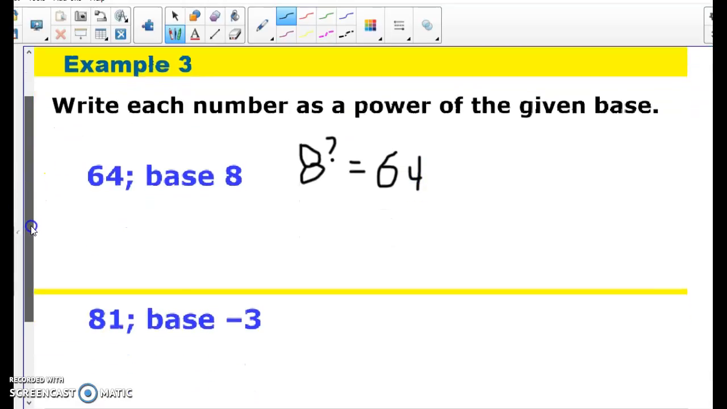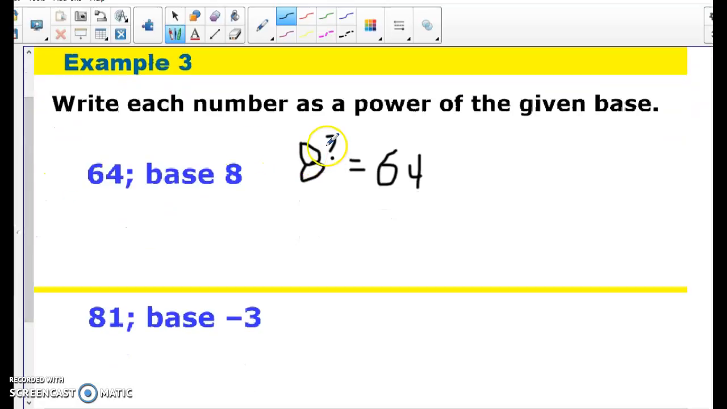Okay, so then I would just start really at 1. So 8 to the first power is going to be 8. 8 to the second power is going to be 64. Sometimes it's just like that, where it's just 2 or 3 or 4 or 5. Sometimes it's a little more complex. So 2 would be my answer.